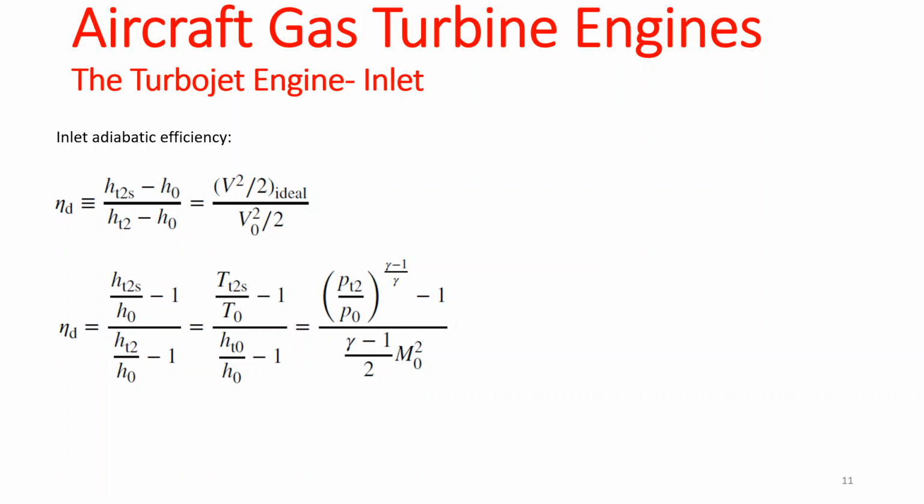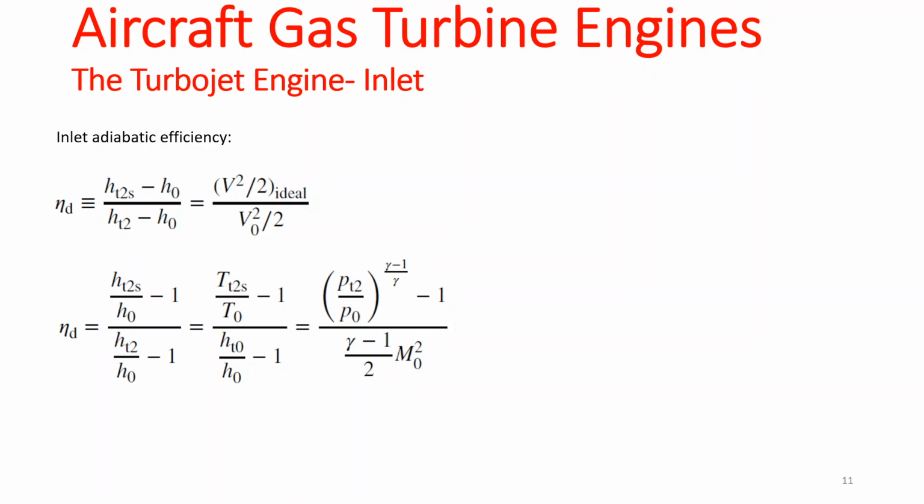Okay, so to play with the formula, we can always play with the formulas, as we have seen many times before. Let's divide everything in this formula by H naught. When you divide everything by H naught, you can simply replace this H2S and H naught with CP T2S and CP T naught, right? CP's will cancel out, and you will get this formula.